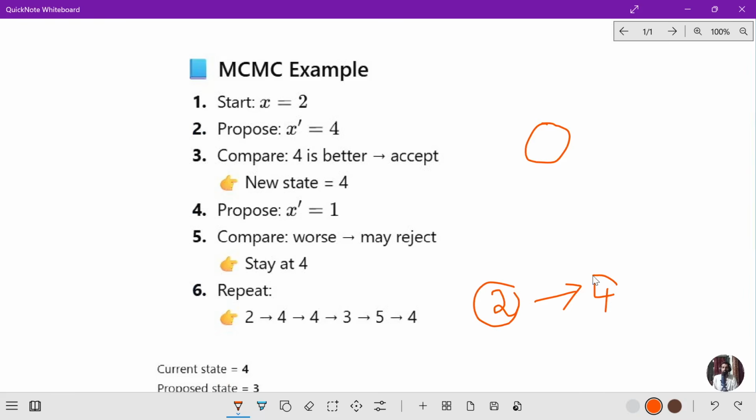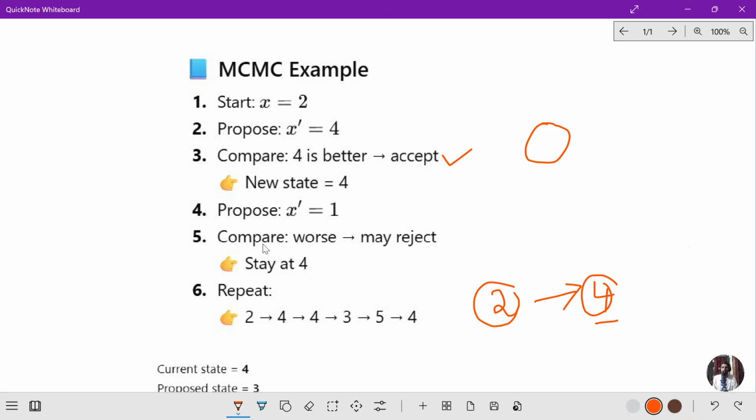If you take 4, so 4 is bigger than 2, then you can accept. Okay, so 4 is better, we can accept. So we accepted. Next, the new state will become 4. Next, propose x dash equal to 1. So now I am going to propose the value x dash as 1. So compare 4 with 1. 4 is greater than 1, so 1 is smaller than 4. So what you have to do, you need to ignore this one. So that's why I removed this one.